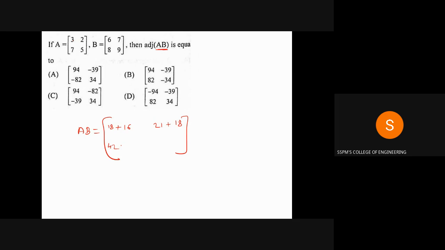Okay, 3 into 6, 18, plus 2 into 8, 16. Then 3 into 7, 21, 2 into 9, 18. Then for this element, 7 into 6, 42, plus 5 into 8, 40. Then second row, second column, 7 into 7, 49, plus 5 into 9, 45. What is the addition of this?